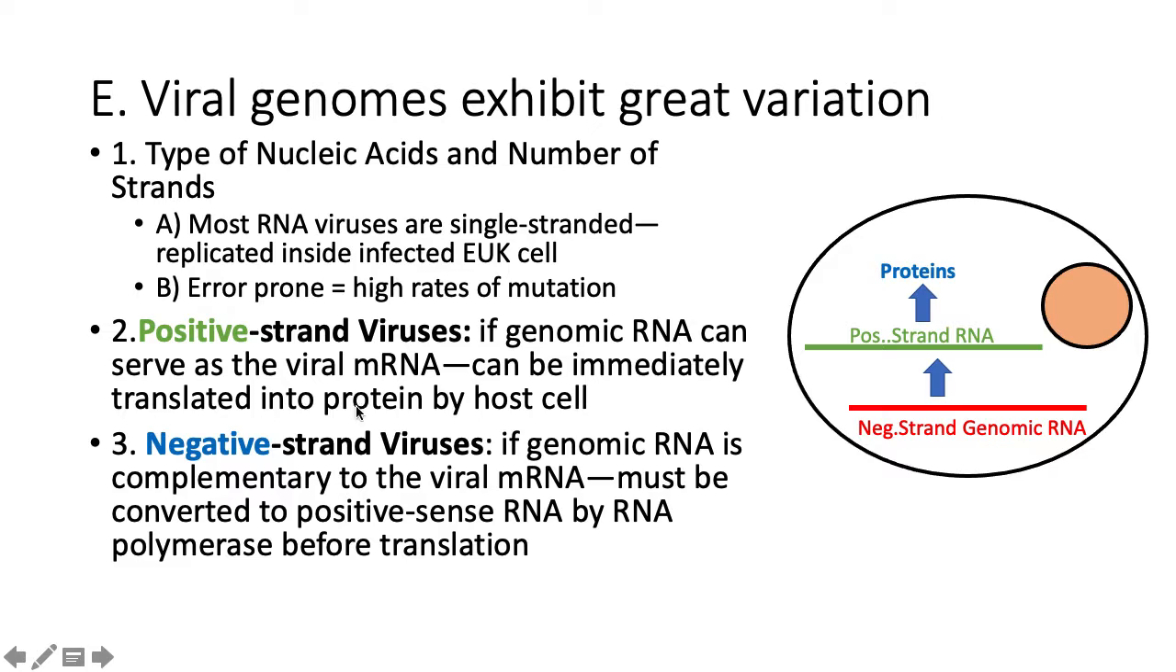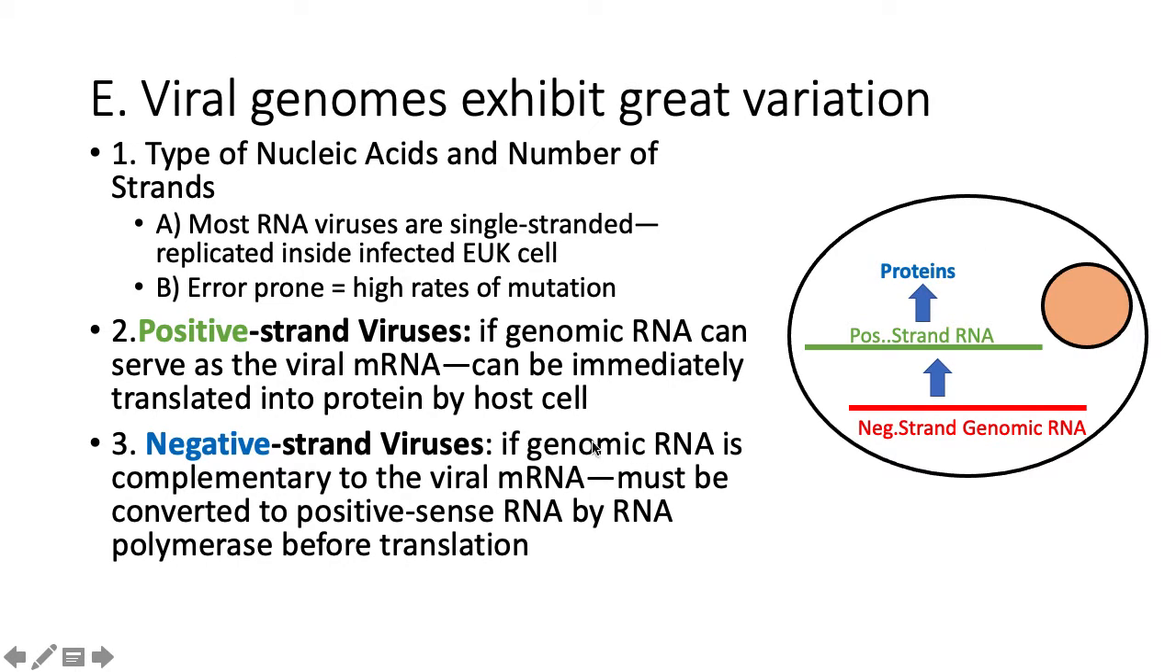so, how positive and negative strand works. Positive strand means that the genomic RNA can serve as the viral mRNA, which means it is immediately translated into a protein. So I highlighted it green. This is my positive strand RNA. It can immediately be translated into a functional protein that can make more viruses, like make pieces of the virus.